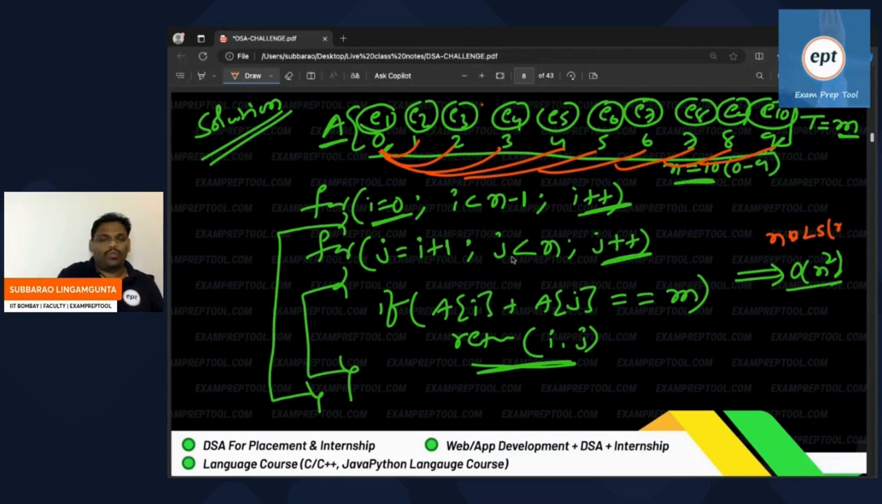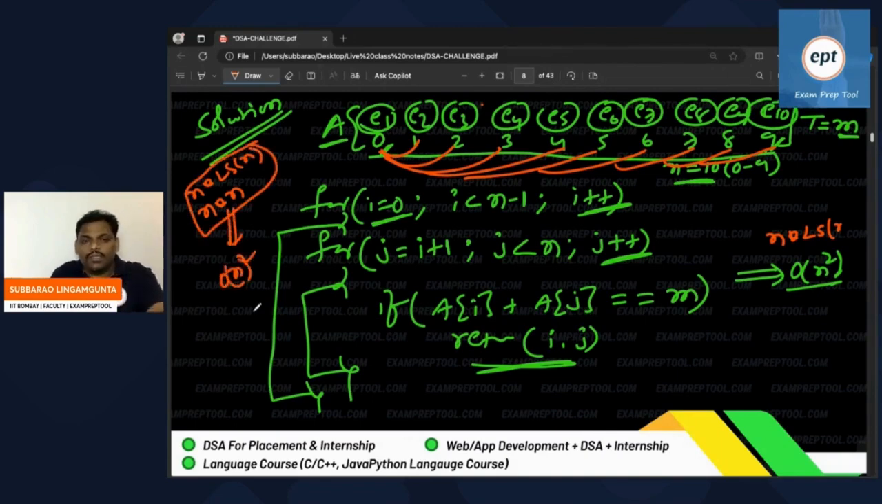I hope everyone got it. n into n. So n times linear search, so n into n, because n times linear search on n people. So this is the answer for this, n square. So this is the one answer.